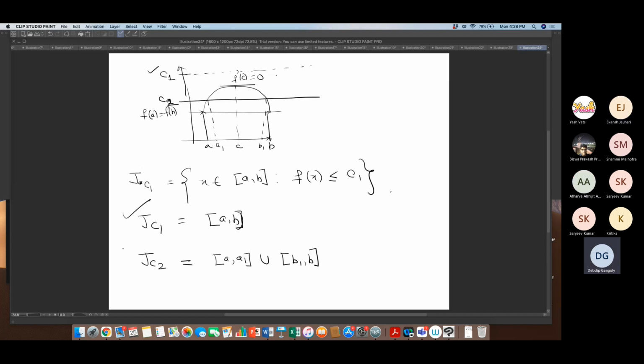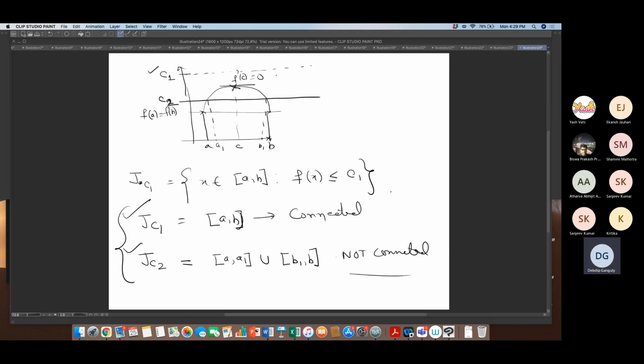So what is the difference between these two sets? Topologically? J_c2 is not connected. Excellent. This is connected, this is not connected. Okay. So Rolle's theorem actually gives: whenever there is a critical point of a function, there is always a change in topology. How beautiful is this theorem, you see.